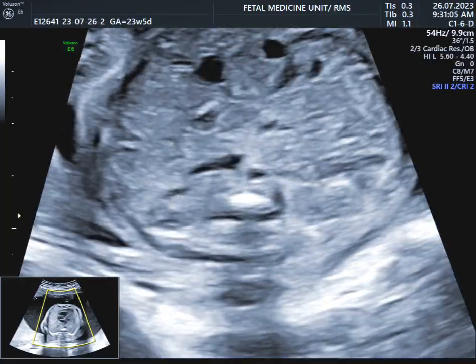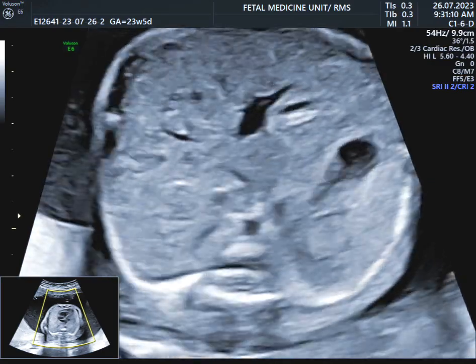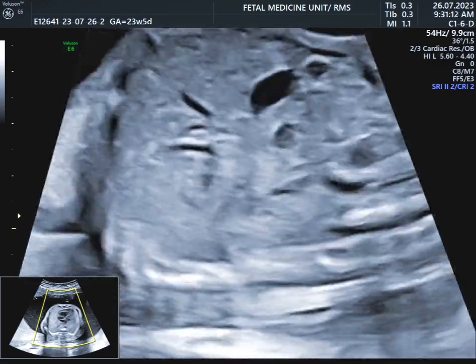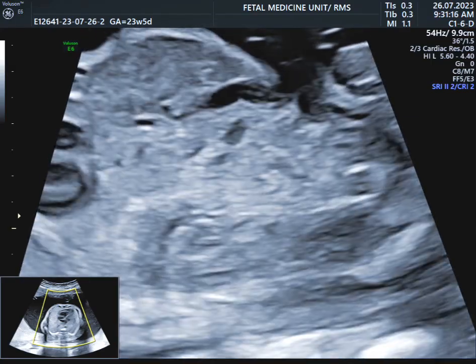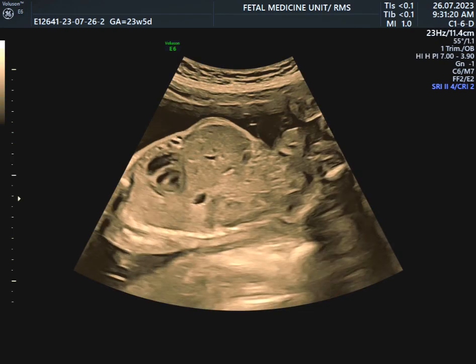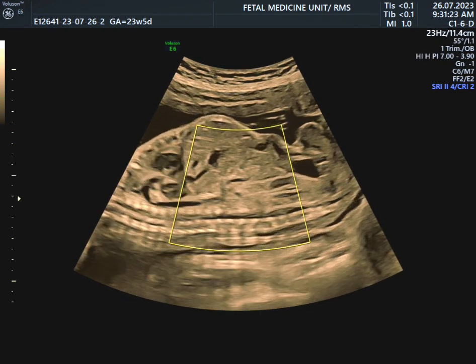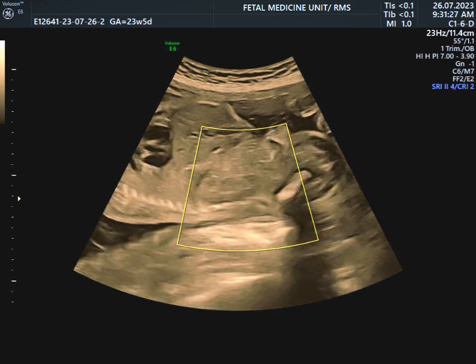This is the kidney, right and left. This is the axial view of the kidney. We can see the gallbladder. Then we demonstrate the normal insertion of the cord. I'm trying to get the kidney, but I did not get this view.